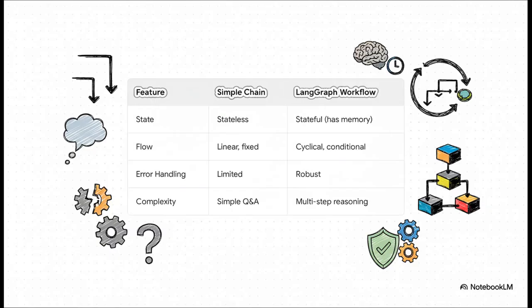And this table just makes the difference crystal clear. A simple chain, it's stateless and linear. It forgets everything the second it's done. A LangGraph workflow, on the other hand, is stateful and cyclical. It can remember past conversations, it can handle errors like a champ by rerouting to a correction step, and it can juggle really complex multi-step reasoning. It is a massive, massive upgrade.